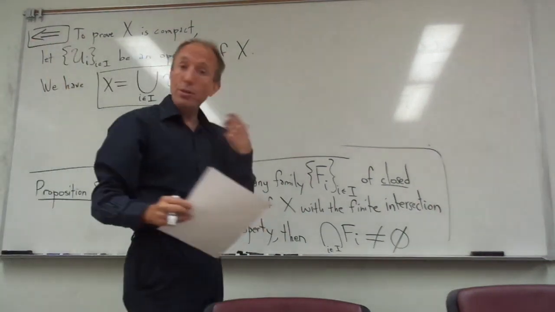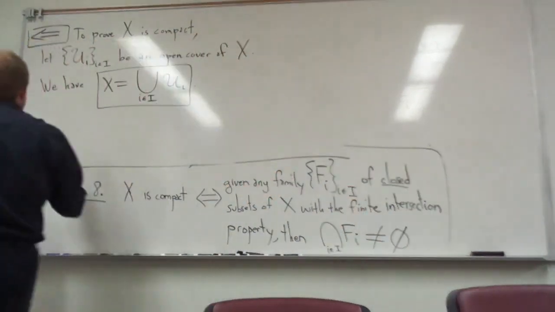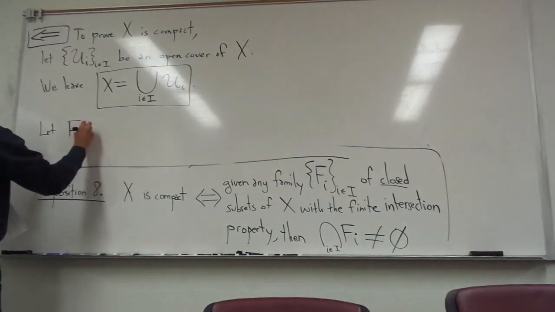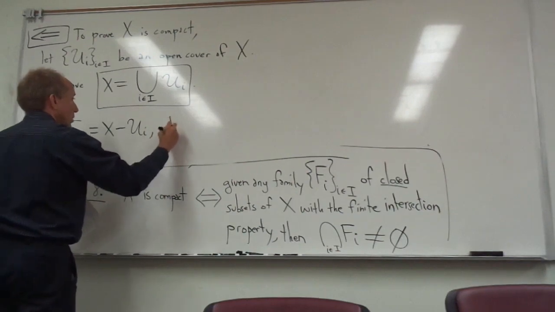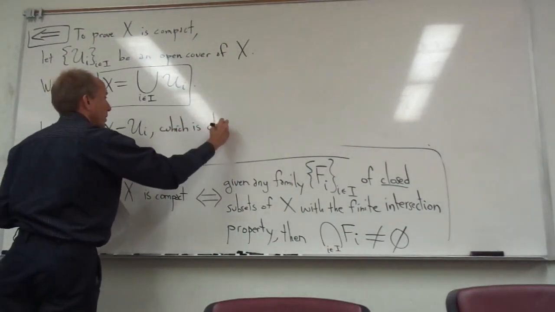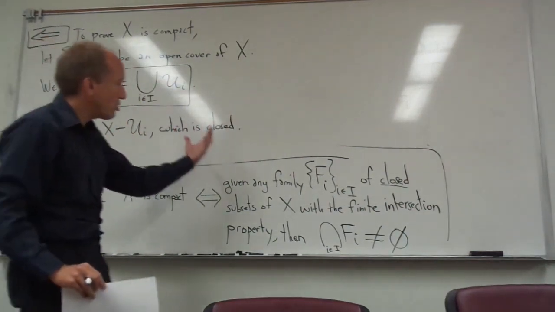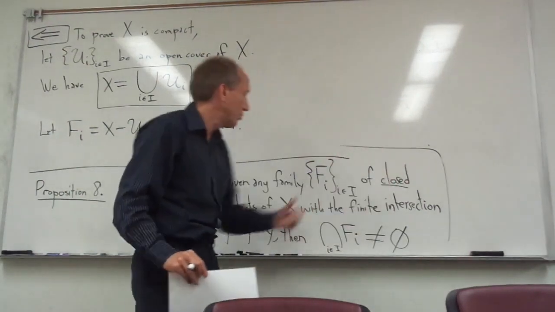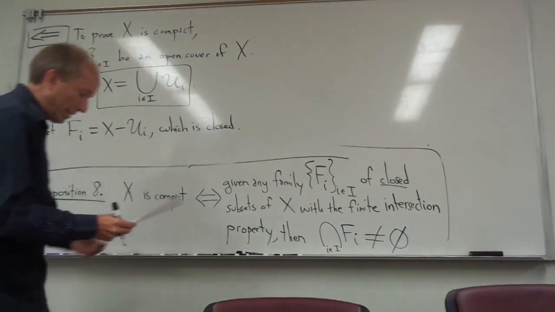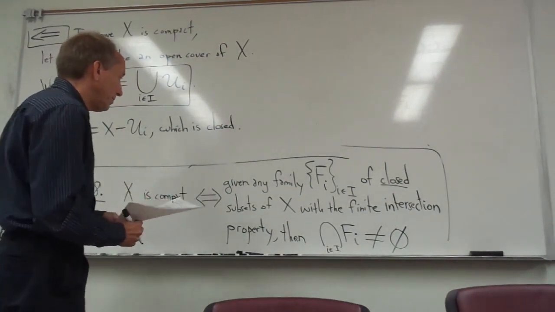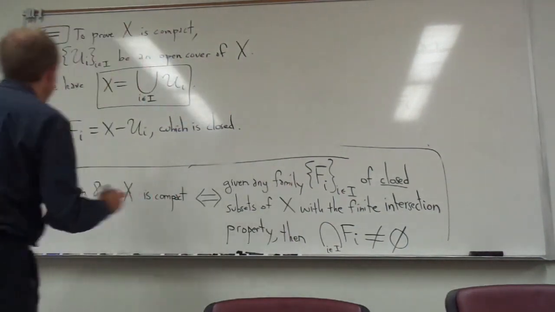All right. So this time, since I'm starting with open sets, I'm just going to take their complements and let F sub i be X minus u sub i, which is closed for each i. So each of these F sub i's is closed. That's creating for me a family of closed subsets of X. So we have a family of closed sets. Now let's look at the intersection of all of these F sub i's.